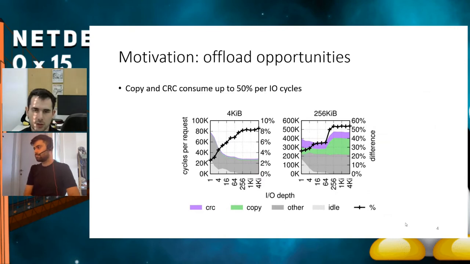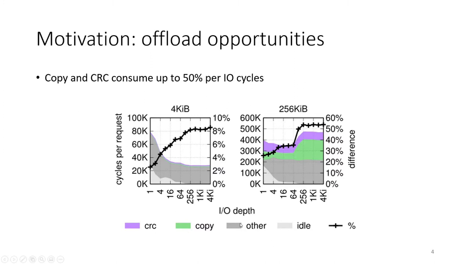Now, to further motivate this work, we performed a cycle breakdown of the copy and CRC operations, and we measured the cycles of FIO using a single core with small blocks of 4K and large blocks of 256 kilobytes. And we varied the queue depth, increasing it from 1 to 4K. What we see in the figure is that while for small IOs the overhead of copying and CRCing, as shown by the y-axis on the right, is more or less 8%, for large IOs it can go up to as high as more than 50%. And so we expect performance for large IOs to improve significantly by offloading copying and CRCing.